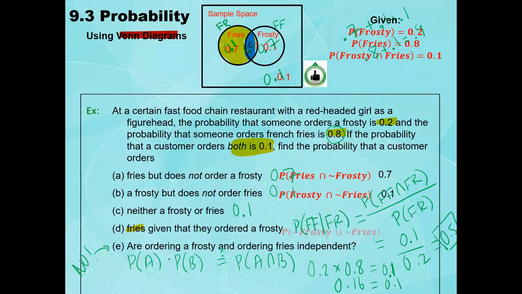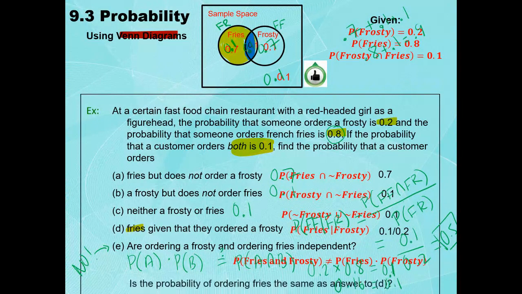Let's see if I got them all right. Is the probability of ordering fries the same as the answer to D? No, right? Another way to think about it: the probability of ordering fries is 0.8. Right? Without even talking about the Frosty, there's going to be a larger probability of people that order fries. But once you narrow in that focus, it changes, which means that they are dependent on one another.